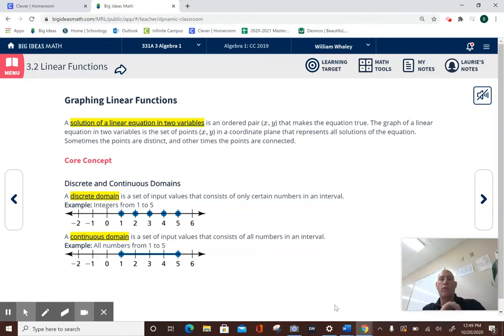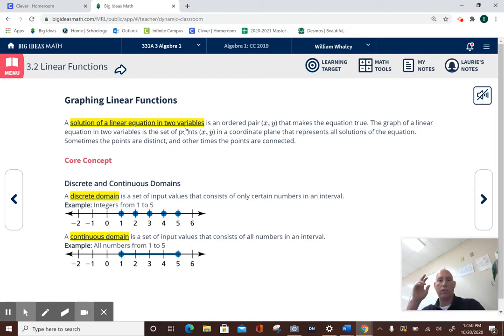Hey guys, we're going to be going over example 4 for section 3.2. But before I do, I definitely want to talk about some of the stuff that's in your notes. We talked about representations of functions, but now when we're graphing linear functions, and this is a big concept, solution of a linear equation in two variables. So we've gone over the solution of an equation several times.